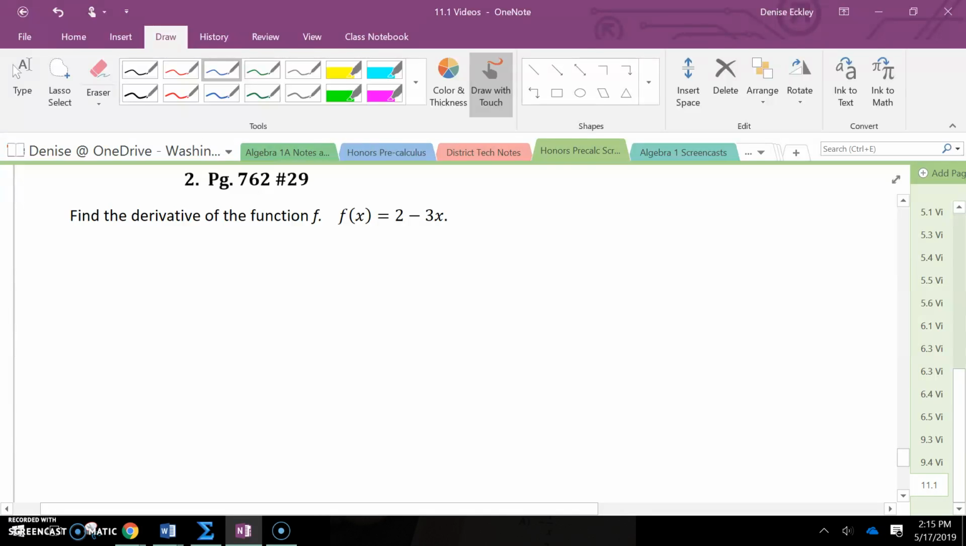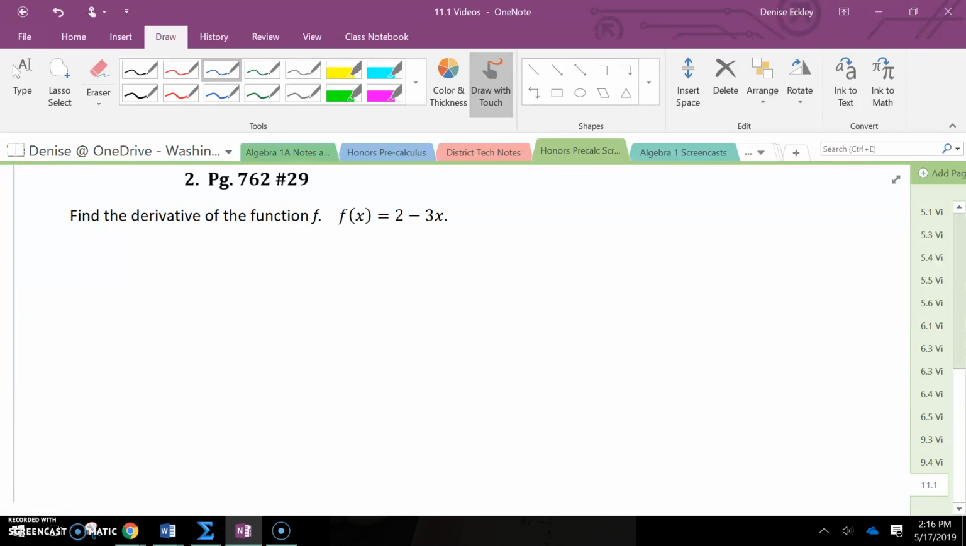Page 762, number 29. Find the derivative of the function f, where f of x is 2 minus 3x. So the definition of the derivative we're going to use is slightly different compared to number 23. If you want to see the difference, you should look at that video, because now we're asked to find the derivative of the function so that we can use that derivative at any point, where in 23 it was for a very specific point, x equals 2.